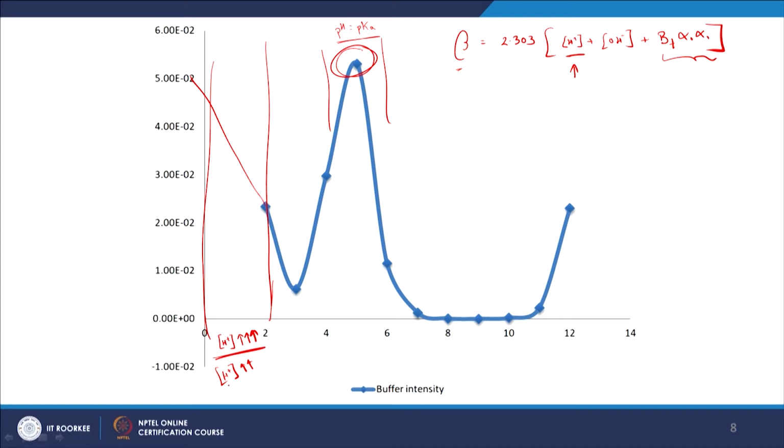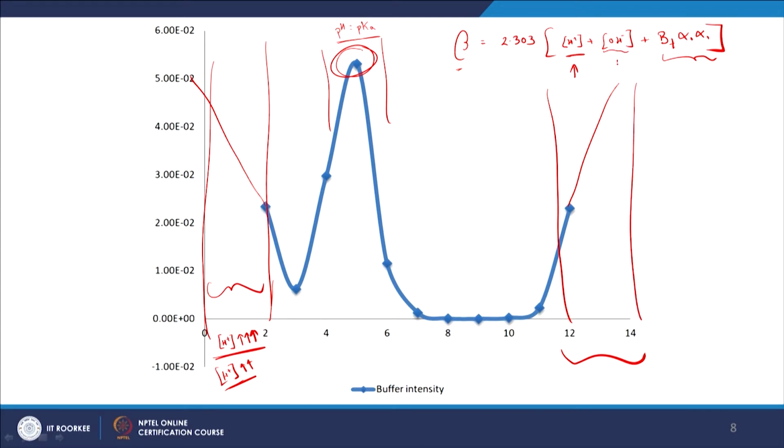So that is why you see that the buffer intensity is relatively high in this region, but obviously it is in the extreme regions of 0 to 2 or so pH. And same case here between 12 to 14, or 11 to 14, let us say, again the buffer intensity is going to be high in this region. Why is that? That is because of this variable, because OH minus concentration is high in this particular region, right. The OH minus concentration is very high when the pH is between 12 to 14 or 11 to 14.